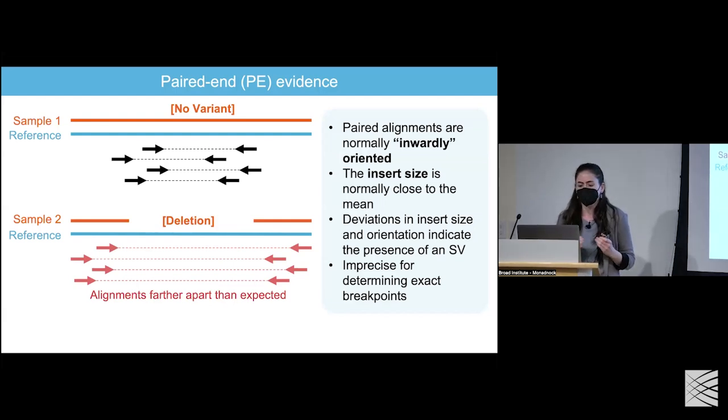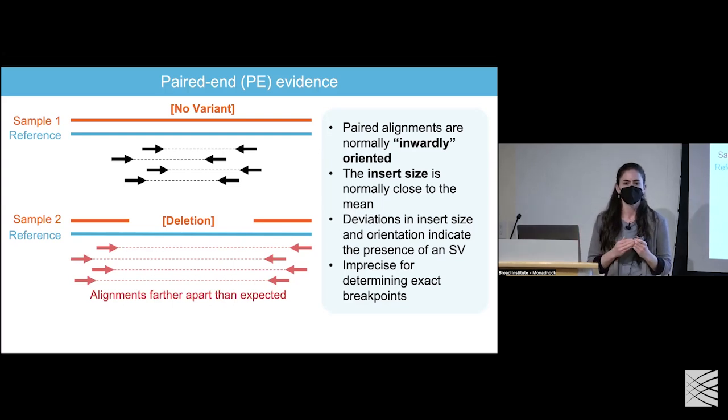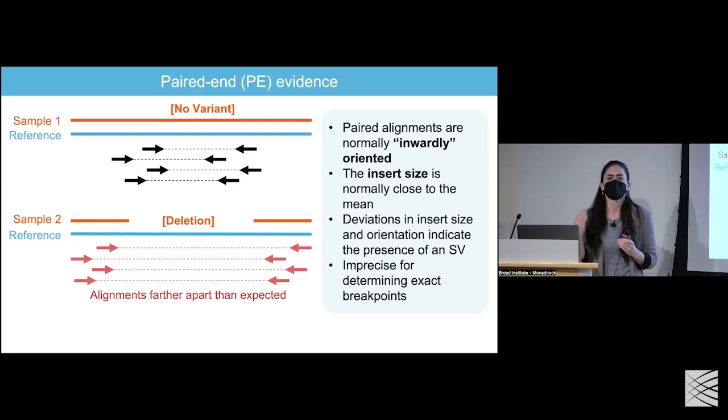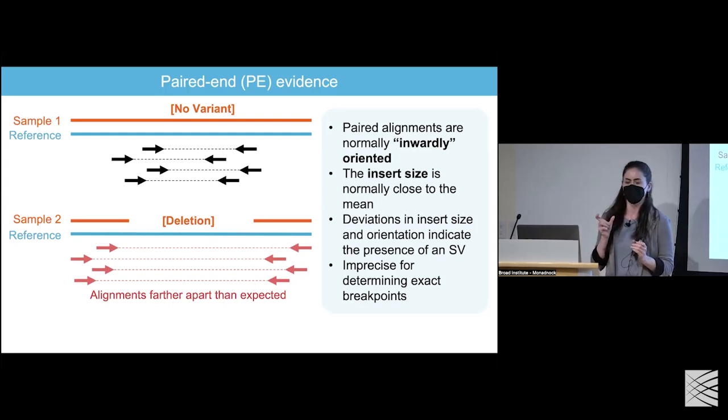And one thing to note about PE evidence is that it gives us a lot of information about different types of structural variants. We can really learn a lot about what kind of rearrangement has occurred, but it doesn't tell us the precise location of the breakpoints. You can see, looking at the diagram, that you can get a pretty good idea of where this SV is, but not the exact start and end.